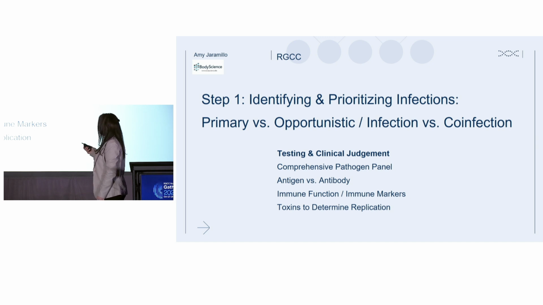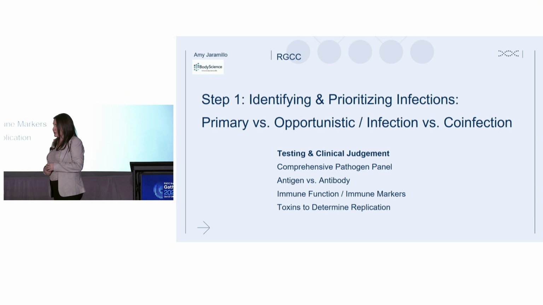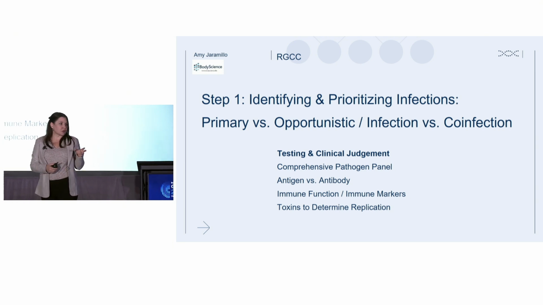All right, testing and clinical judgment. So number one, comprehensive pathogen panel. I find oftentimes that the approach to identifying infections is not great enough. I have not found a good way to use LabCorp or Quest, and use a couple of tests for a handful of variants of Lyme to understand what's going on. If I can't get all of my numbers up front, then I have no point of comparison.